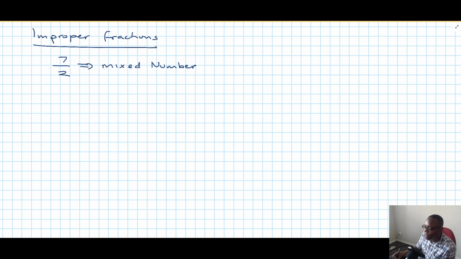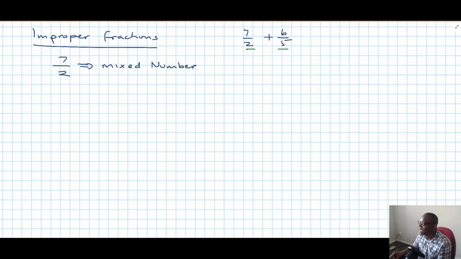Okay, so let's look at adding some improper fractions: 7 over 2 plus 6 over 5. Let's try that for example. The first thing you want to do with fractions when you're adding or subtracting is always make sure they have the same denominator. So here we have 2 and 5 as our denominators. If I look at 2 and 5, the first common multiple we can come up with is 10.